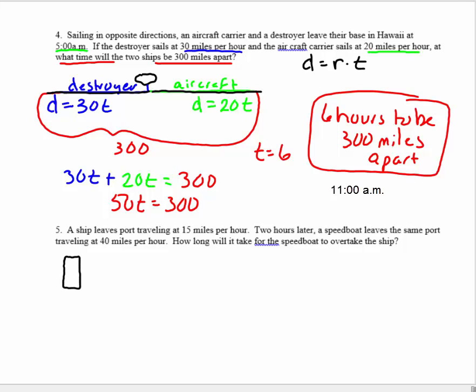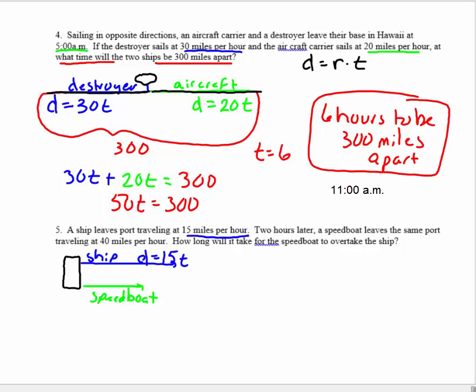We have a ship that leaves, so there goes the ship. And then 2 hours later, a speedboat leaves. So here's the speedboat. And we actually want to know, when does the speedboat, in a sense, overtake the ship, so catch up to the ship? We're still going to use a formula, distance equals rate times time. So what is the distance of the ship? Well, the distance of the ship should be its rate times its time. So 15 miles per hour, there's the rate. Time we don't know, so we'll call it t. So its distance is 15t.